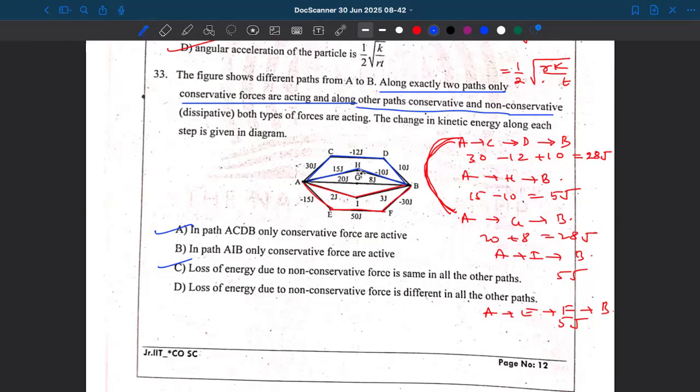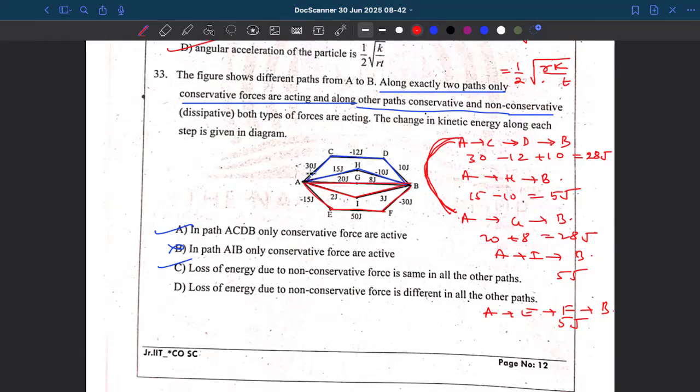Now, why they have discarded AIB, I'll explain. A to H, H to B is also 5. A to I to B is also 5. A, E, E, F, F, B is also 5. 3 paths. They said only 2 paths. So that is the reason why B is wrong. So therefore, the loss of energy due to non-conservative force is the same in all other paths. Right. Correct? Once you have identified that, even this is also 5 joules.